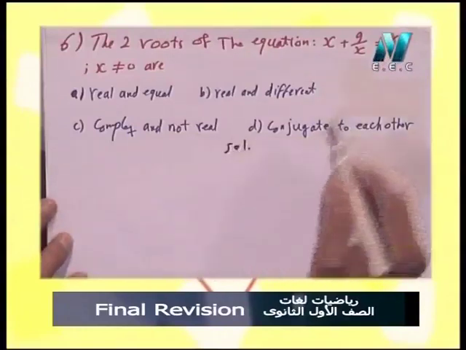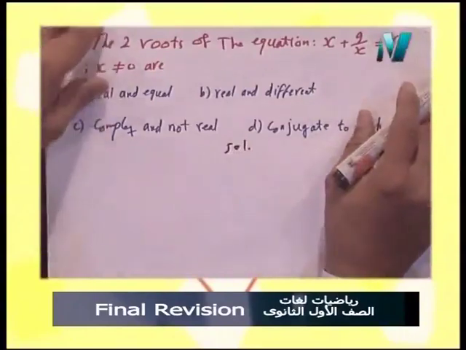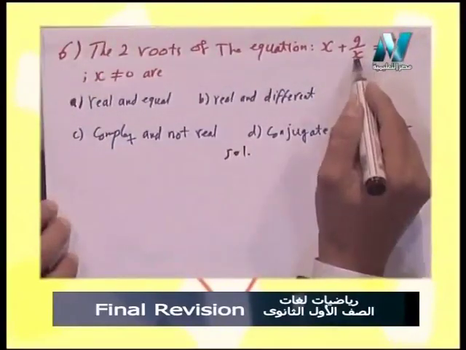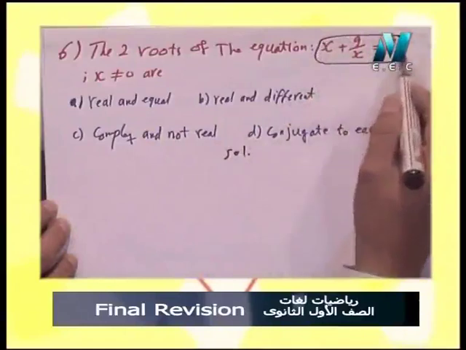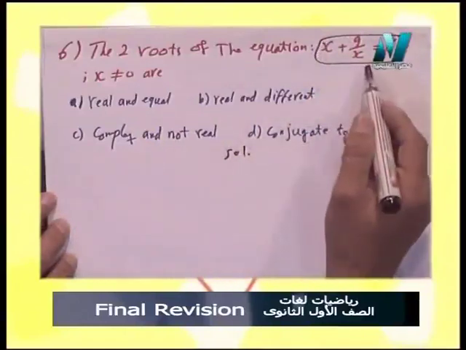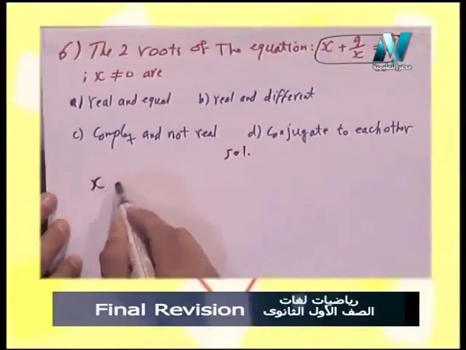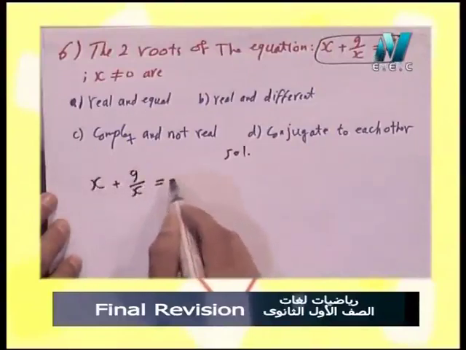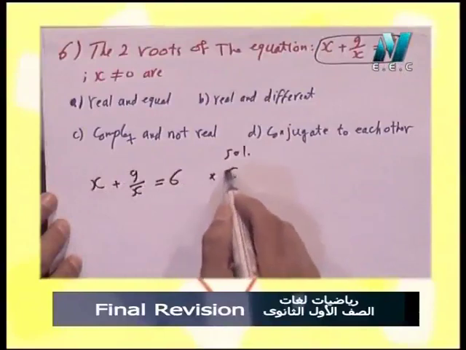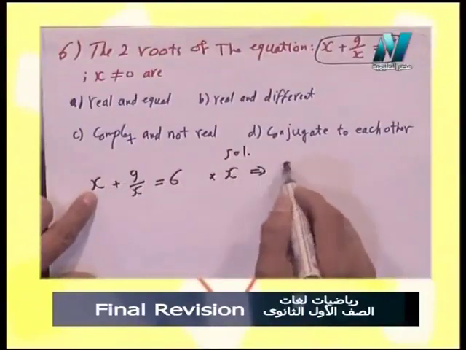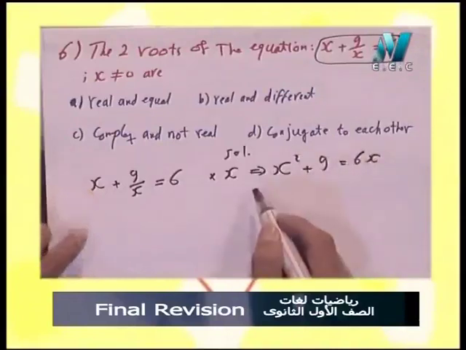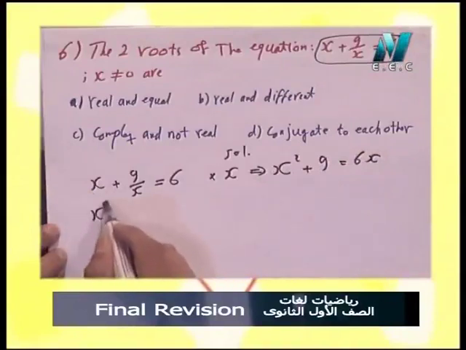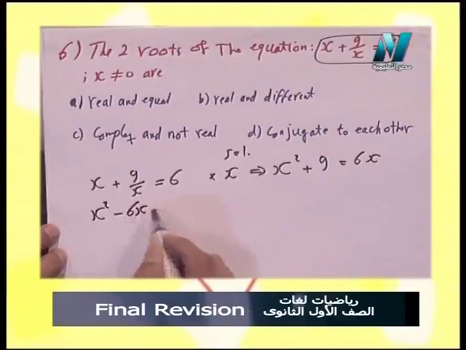Okay, this equation is difficult if you have this x in the denominator. So we will multiply all the equation here by x to simplify it. So x here plus 9 over x equals 6. By multiplying by x, the equation will be x power 2 plus 9 equals 6x. By arranging it well, then x power 2 minus 6x plus 9 equals 0.